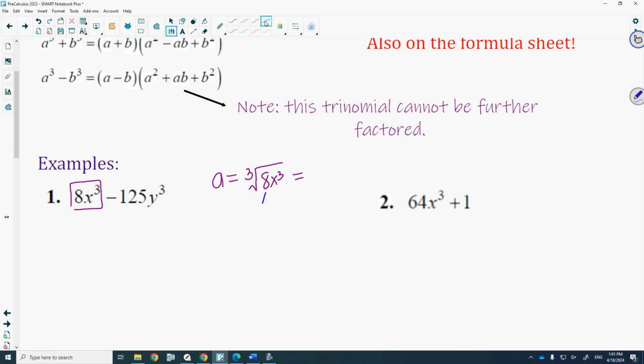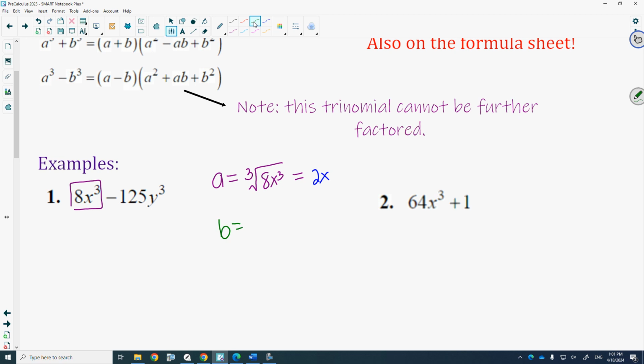Now remember that 8 is 2 and 4, 2 and 2. So the cube root of 8 is simply 2. And the cube root of x cubed is x. So A is equal to 2x. Now we need to calculate what B is. So B is going to be the cube root of this term. Okay, so we've got what A is. Now we need to calculate what B is.